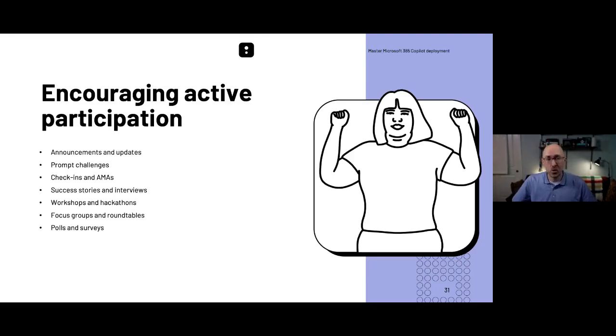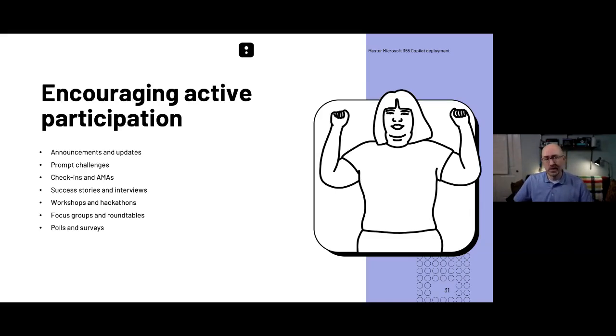Sharing your success stories or interviewing somebody and sharing that as part of a check-in is huge. It helps other people to see how other teammates are using that in the organization, and they can get some lessons learned out of that. Focus groups for gathering feedback are also going to be core. And then polls and surveys. And I can't emphasize that enough.